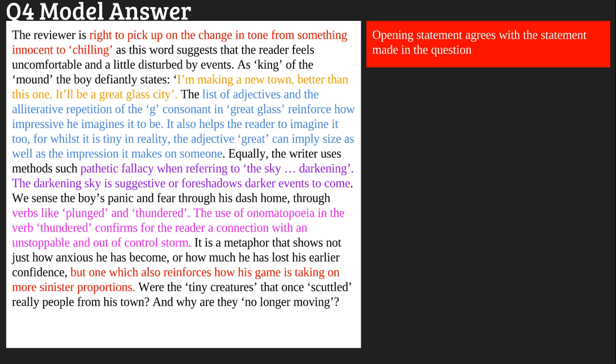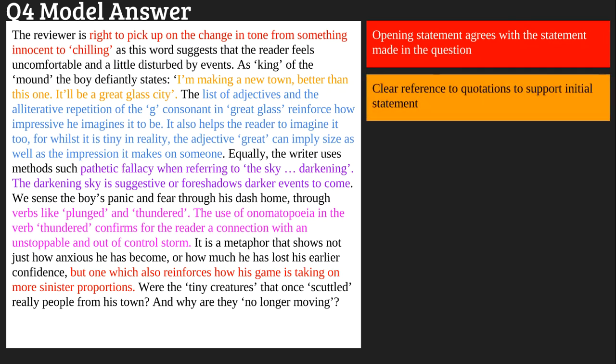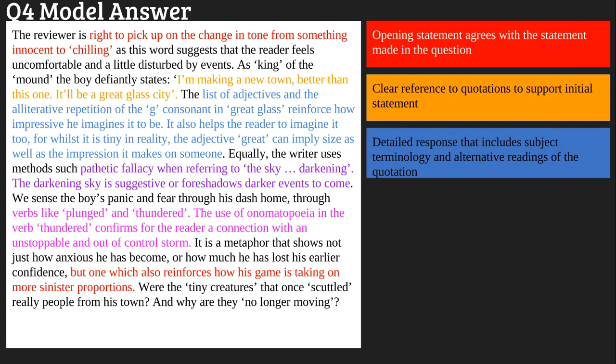As king of the mound, the boy defiantly states, "I'm making a new town better than this one. It'll be a great glass city." So we've got that quotation that goes back to that initial statement and supports it. The list of adjectives and the alliterative repetition of the G consonant in great glass reinforce how impressive he imagines it to be. It also helps the reader to imagine it too, for whilst it is tiny in reality, the adjective great can imply size as well as the impression it makes on someone.